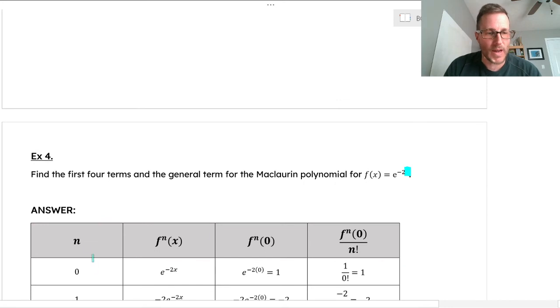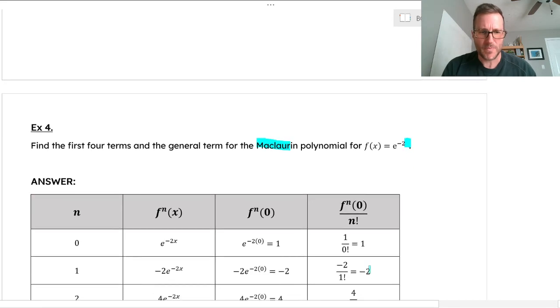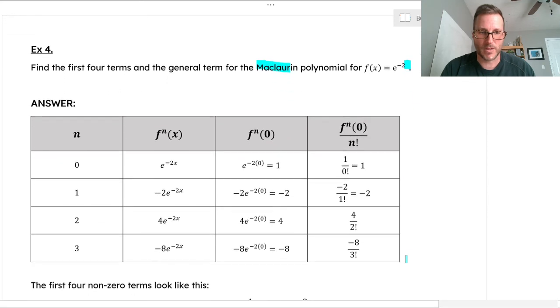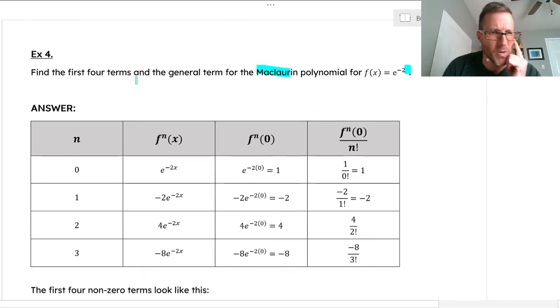Here we go. We're going to start at n equals 0. The nth derivative, that's just the function, e to the negative 2x. Let's evaluate that at 0 because it was a Maclaurin polynomial that's centered at 0. Well, e to the 0 is 1. 1 divided by 0 factorial is 1. And then we take a derivative. Derivative of e to the critter is e to the critter, d critter. So that one's negative 2, e to the negative 2x. Evaluate, divide by n factorial. And keep going until you get 4 non-zero terms. What did I want? First 4 terms. So here we go.